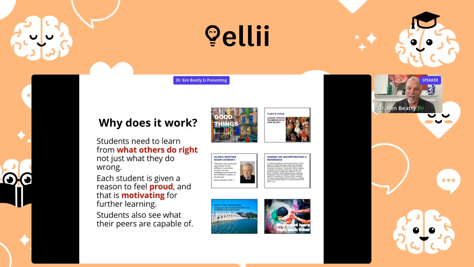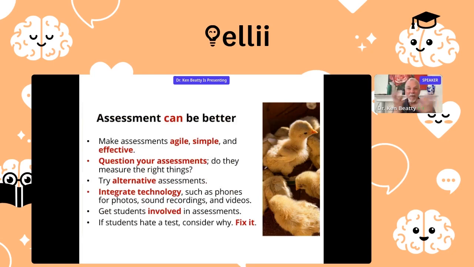Okay, so that's a lot of information. What do we know? Just to summarize, assessment can be better. It can be much better. Make your assessments agile, make them simple for you and for the students, and really question, are they effective? By which I mean, are the students remembering it after they walk out of the classroom? The point is not to go through an English class and pass tests. The point is to be able to communicate.